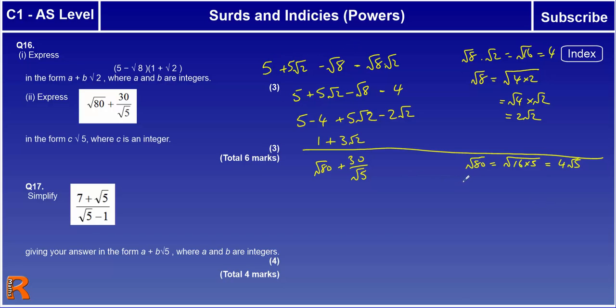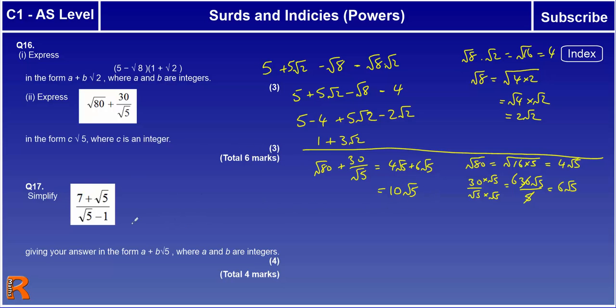And then we've got to do 30 over root 5. To simplify that, I need to get rid of the root 5 on the bottom. So I times by root 5, top and bottom, so I get 30 root 5 over 5 root 5, which is just 5. And that cancels into 30 gives 6, so this is 6 root 5. So this is the same as 4 root 5 plus 6 root 5, which is 10 root 5. So that's our c, it is 10.